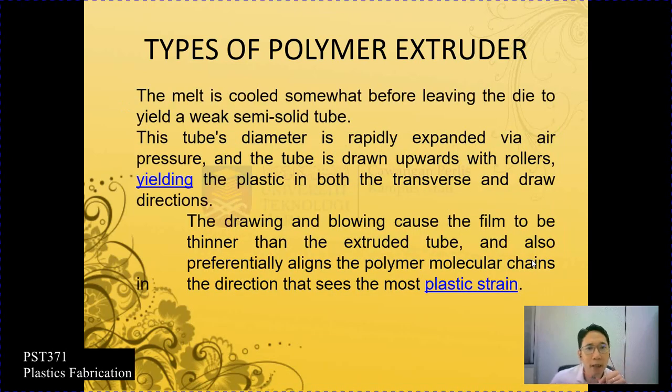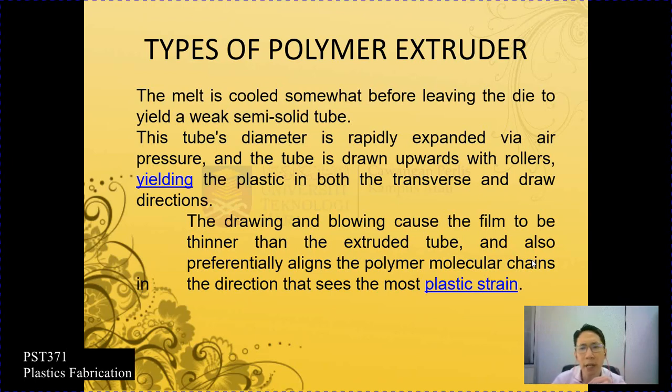Okay, the melt is cooled somewhat before leaving the die to yield a weak semi-solid tube. Okay, yang ni kita panggil freeze line. Okay, freeze line ni yang awak akan nampak daripada molten kepada solid tu nanti. Semi-solid tube tu dia. This tube diameter is rapidly expanded via air pressure and the tube is drawn upward and roller yielding the plastic in both transverse and drawn direction. Drawn direction, arah yang ditarik lah. Kalau kita tengok daripada bawah ke atas tadi kan. And then transverse direction ialah blow direction. So awak expand the plastic film tadi.